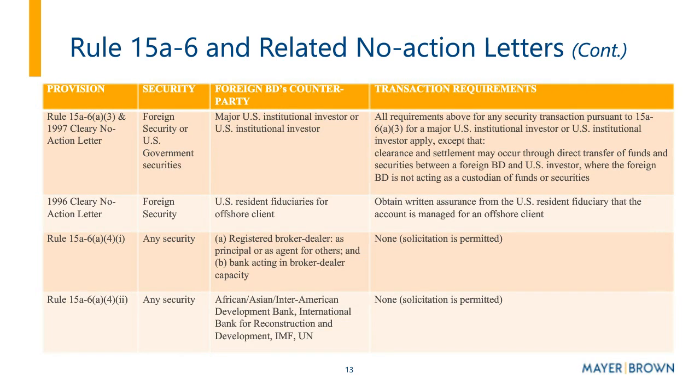So when you're dealing with a foreign security or U.S. Treasuries, major institutional or institutional investors, all the requirements of A3 must apply, except that clearance and settlement may occur through direct transfer of funds. So clearance and settlement, when it comes to Treasuries or foreign securities, may be done directly between the foreign BD and a U.S. investor. Okay? And where you're dealing with a foreign security, U.S. resident fiduciaries for offshore clients, remember I mentioned that? You have to obtain written assurance from the U.S. resident fiduciary that the account is managed for an offshore client. So it's not enough to have the Cayman fund, but make sure it's for offshore clients.